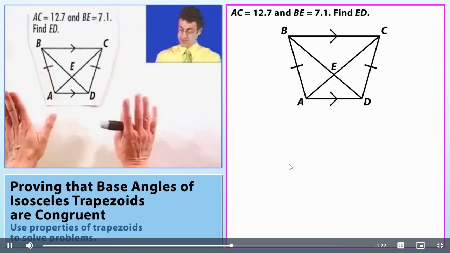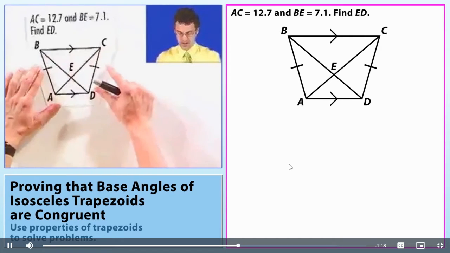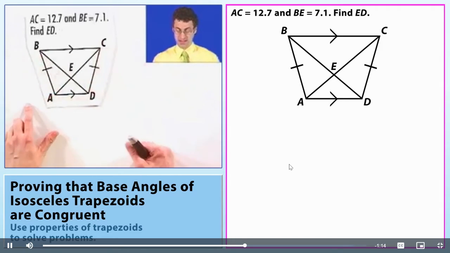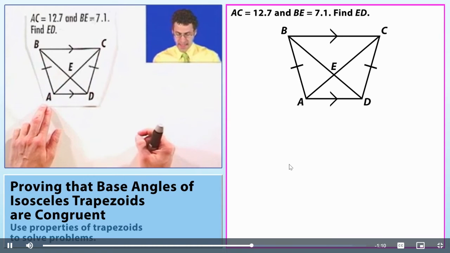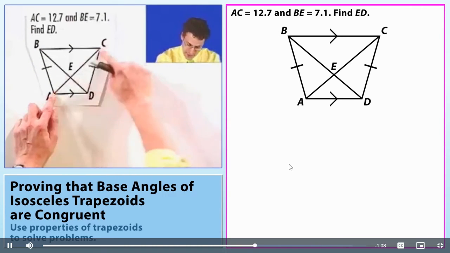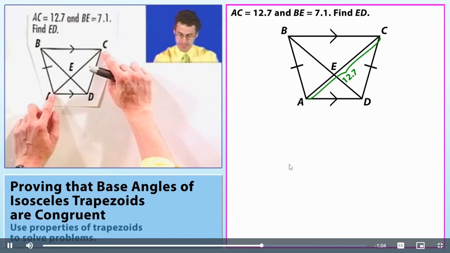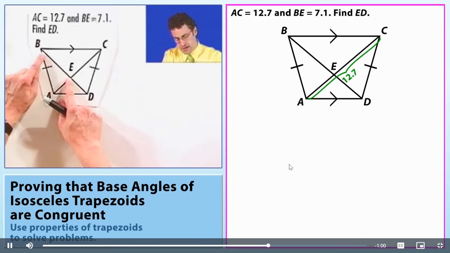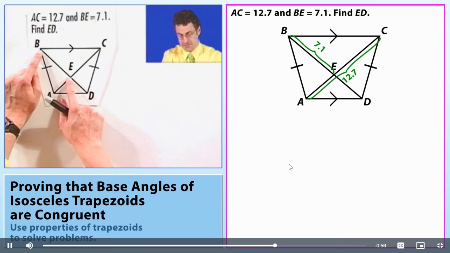Is this an isosceles trapezoid? This side's parallel to that side. They're unequal. And notice that this length and this length are equal. And so, in fact, this is an isosceles trapezoid. And we're given lots of information about lengths. We're given that AC, this whole length right here, is 12.7. And BE, this little length right here, is 7.1. The question is to find ED. Well, that's my name. Find ED.